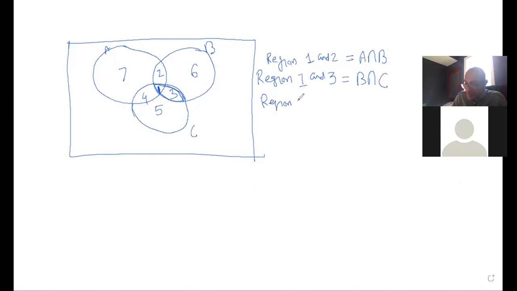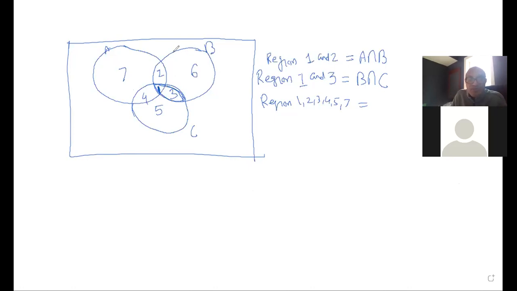Then just try this. Regions 1, 2, 3, 4, 5, and 7. What should be the answer? Region 1, 2, then 3, 4. So common to A and B. 1 is common to all 3. Then common to A and C and common to B and C. 1, 2, 3, 4, and then I gave you 5 and 7. So everything except 6. What can you say about this? 1, 2, 3, 4, 5, 7. Any clue?